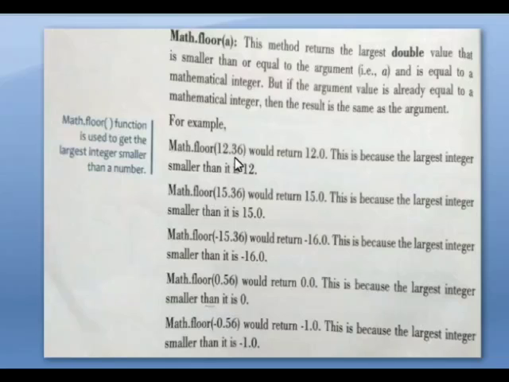This method returns the largest double value that is smaller than or equal to an argument and is equal to a mathematical integer. But if the argument value is already equal to a mathematical integer, then the result is the same as that of the argument. For example, Math.floor of 12.36 would return 12.0. This is because the largest integer smaller than it is 12. Math.floor of 15.36 would return 15.0. Math.floor of minus 15.36 would return minus 16. Here it will increment the value.